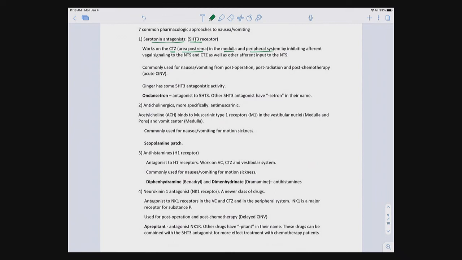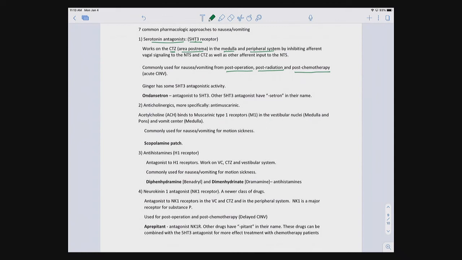These types of drugs are commonly used for people coming out of post-operation. As we saw earlier, some types of anesthetics can cause nausea and vomiting. They can be useful in post-radiation sessions where someone is dealing with cancer and radiation is part of what they're having to deal with. Of course, as we saw, the radiation can cause nausea and vomiting, so this would be helpful for that as well. And also for post-chemotherapy, particularly the acute phase.